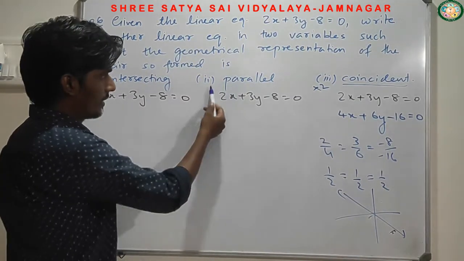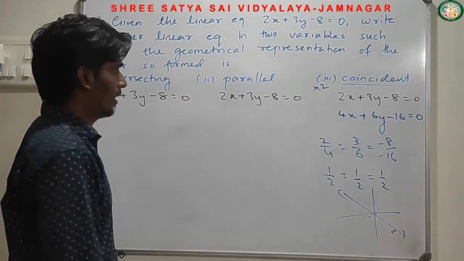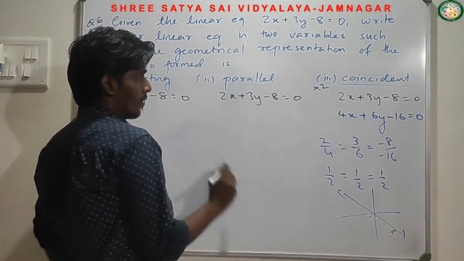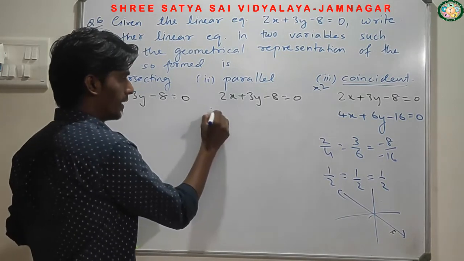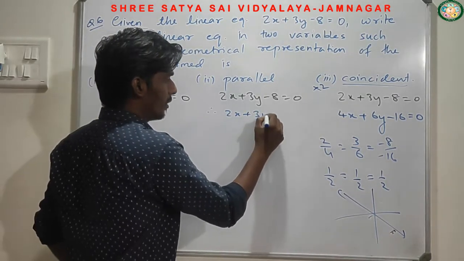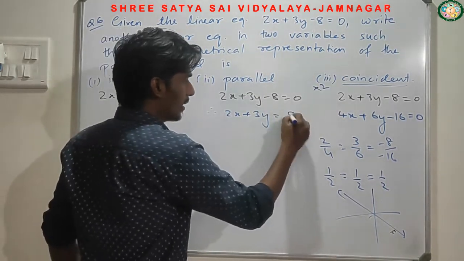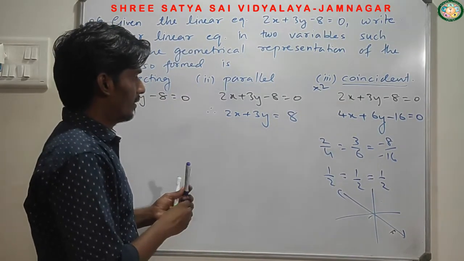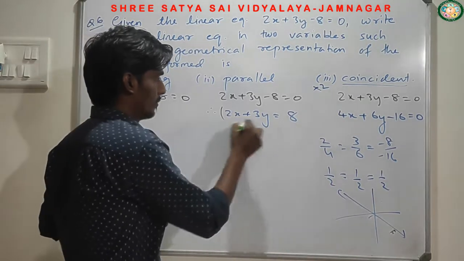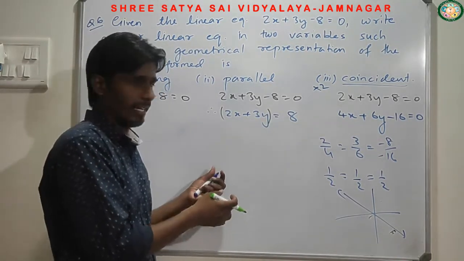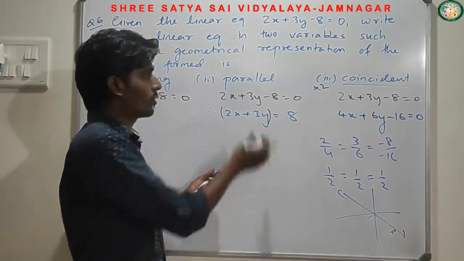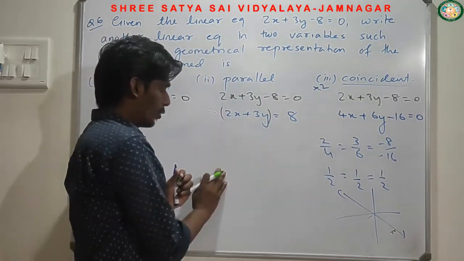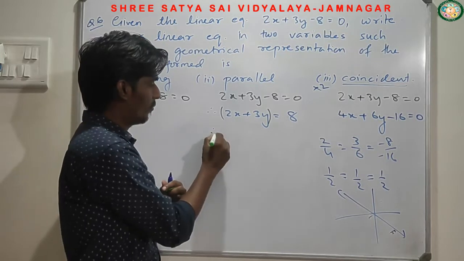And the second one, to get a parallel line. To get a parallel line, we have to multiply. First of all, better to take 2x plus 3y, let me take 8 over to that side. Now I am going to multiply the left hand side. I have to form an equation whose solution, whose line should come out parallel.